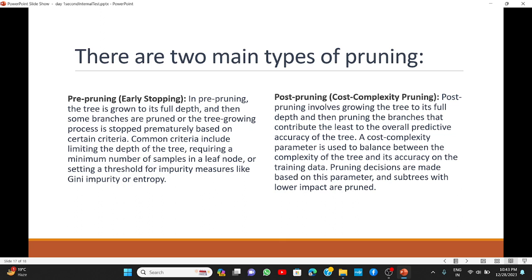Common criteria include limiting the depth of the tree, requiring a minimum number of samples in a leaf node, or setting a threshold for impurity measures like Gini impurity or entropy. Post-pruning, or cost complexity pruning, involves growing the tree to its full depth and then pruning the branches that contribute the least to the overall predictive accuracy of the tree. A cost complexity parameter is used to balance between the complexity of the tree and its accuracy on the training data. Pruning decisions are made based on this parameter, and subtrees with lower impact are pruned.